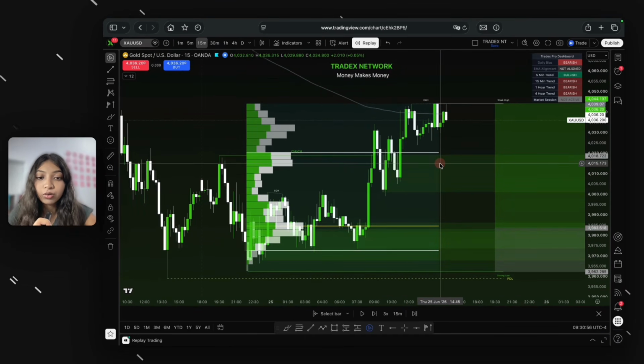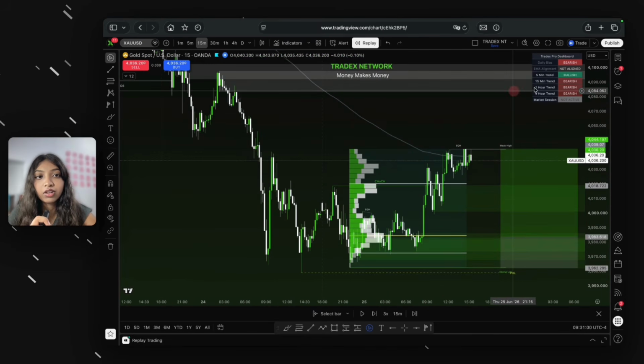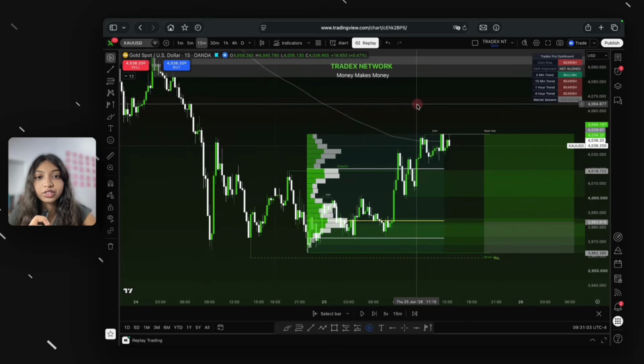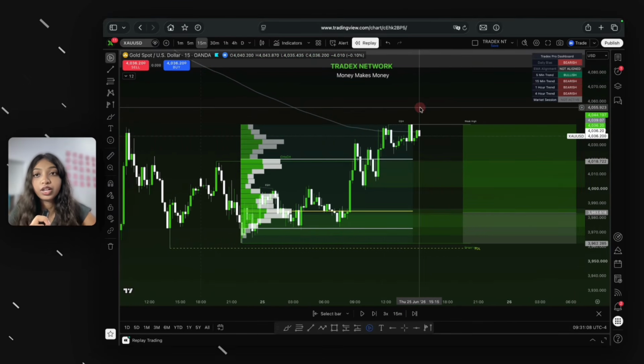Now, I actually turned off the 50 and 20 EMA. We also have those aligned, you can see my alignment. I turned 20 and 50 off because for my intraday trades, my day trading, I don't actually use them. But for my swing trading, I use them the most.